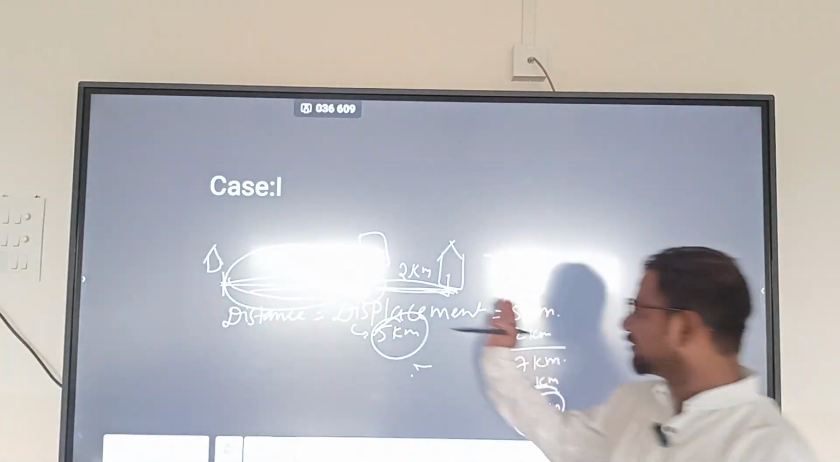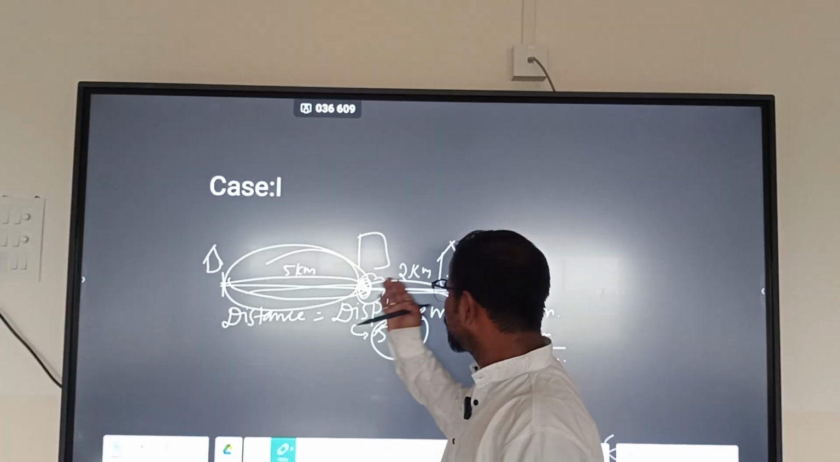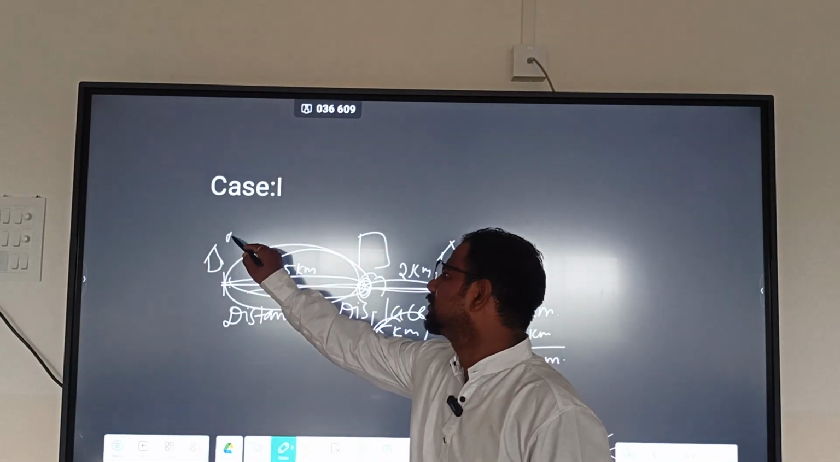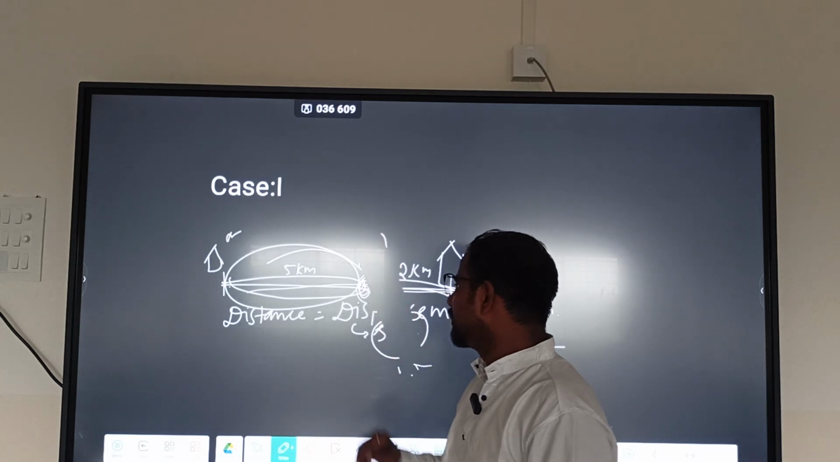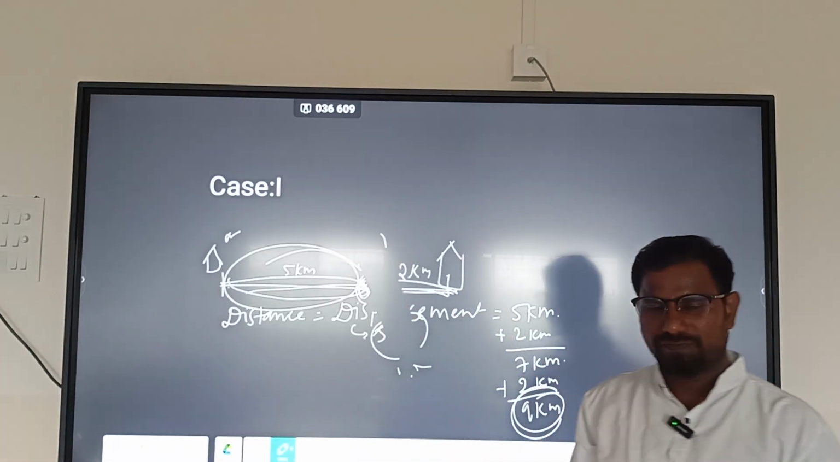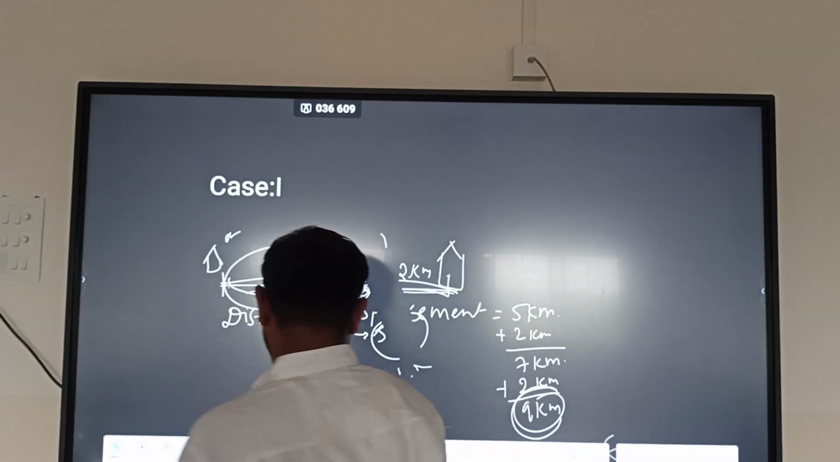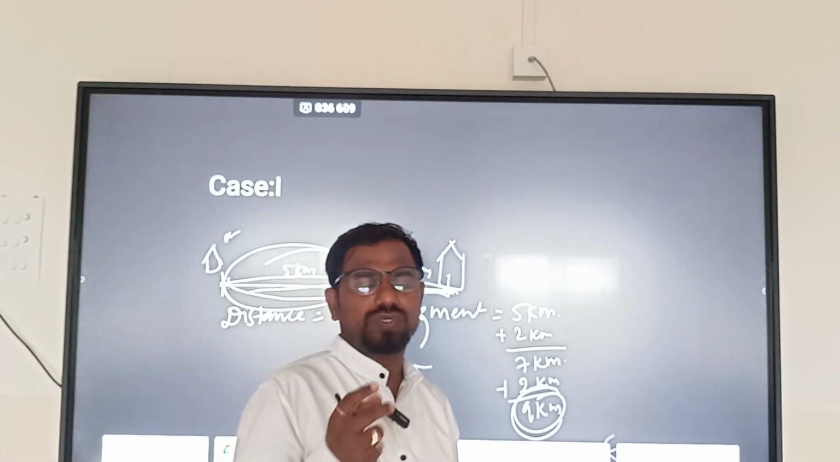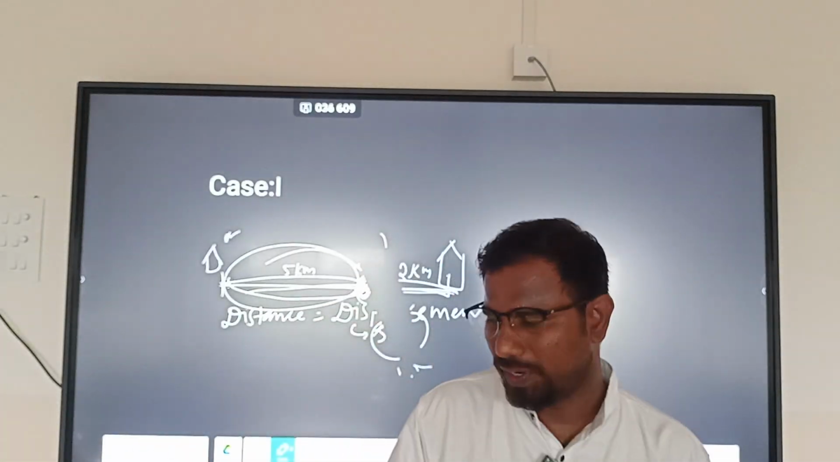So if we come back, this will become minus 2 kilometers. So this is A to B. Suppose the distance from house to your school is almost 5 kilometers. We will say displacement is only 5 kilometers. It indicates the shortest distance between any two endpoints.